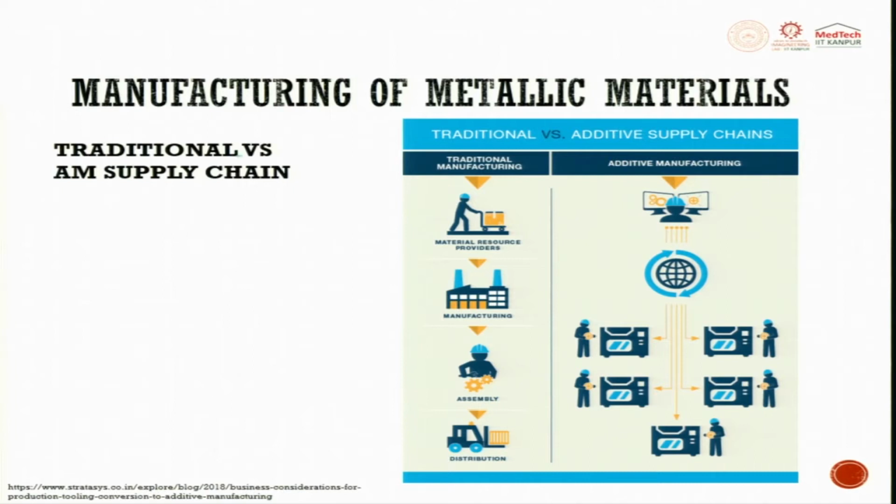When we look at the traditional versus additive manufacturing supply chain, in the traditional one you have a material resource provider, then somebody to manufacture it. After manufacturing, there is an assembly section, and after the assembly section there will be somebody to distribute it. In additive manufacturing, first the powder is produced, then a virtual idea is generated, then various machines are produced, and now you do not need a factory to produce it. You can have a small room and start producing.